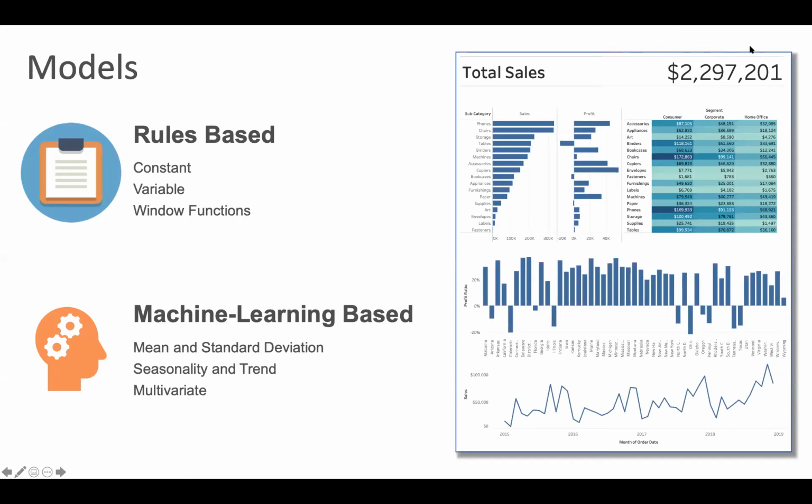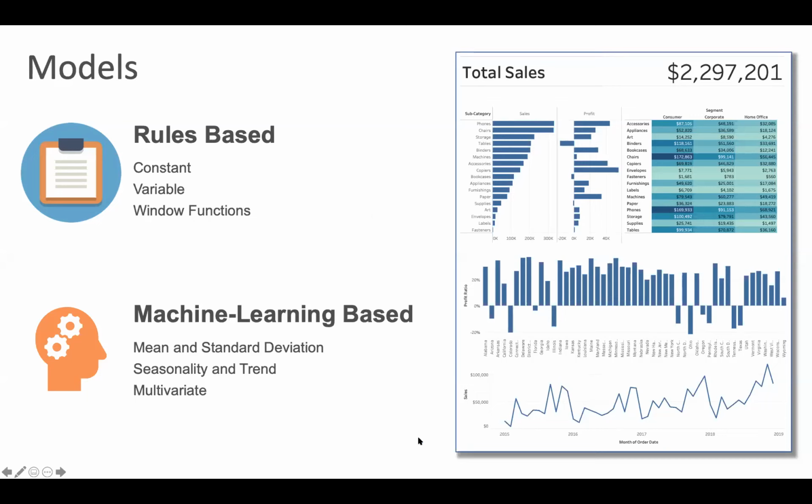So on the right-hand side, fairly generic dashboard with a lot of different components to it, some big numbers, some heat maps, some bar charts, trend lines, etc. What I want to do is talk about all the different models that we use on a dashboard like this for detecting outliers and when we would use each one. So we've classified our models into 2 buckets.